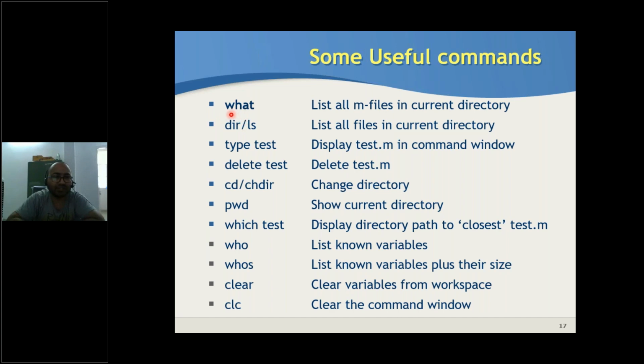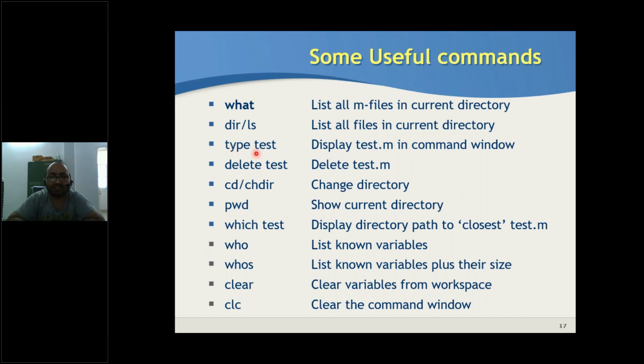dir/ls means you can use either dir or ls. This particular command will list all the files in the current directory. So here there is only one difference in these two commands. This what command will display all the M files, whereas dir and ls will display all types of files which are present in the current directory.